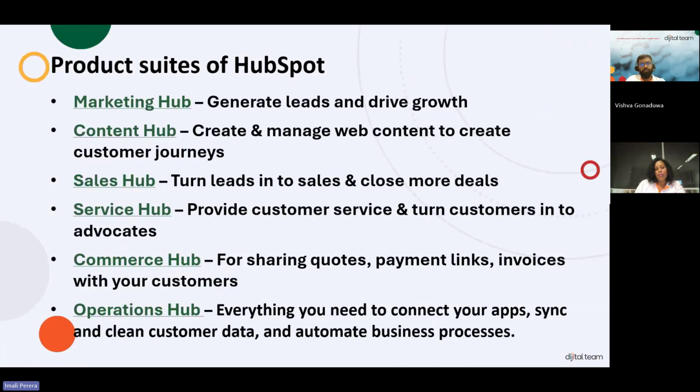Now, in this next slide, we are going to look at the product features of HubSpot. There are two main important sets of tools that we as marketers will most frequently use, which are the Marketing Hub and the Content Hub. Marketing Hub is the set of tools we'll be using to generate leads and drive growth for our organization. And Content Hub is where we create and manage web content and create customer journeys.